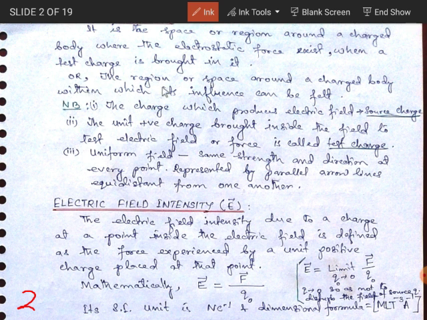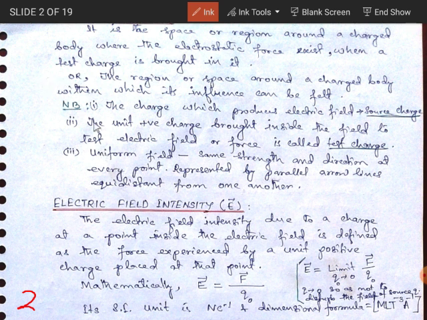I'm giving you here another definition. The region or space around a charged body within which its influence can be felt. Suppose that charge is brought inside its field, naturally its influence, meaning force of attraction or repulsion, can be felt. Those regions where this force of attraction or repulsion can be felt, that region is known as the electric field for that particular given charge.